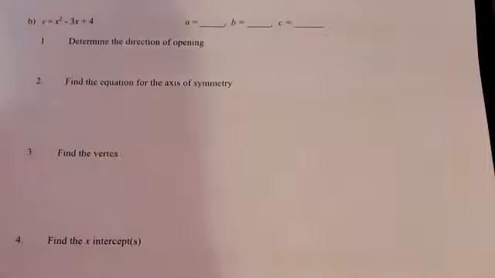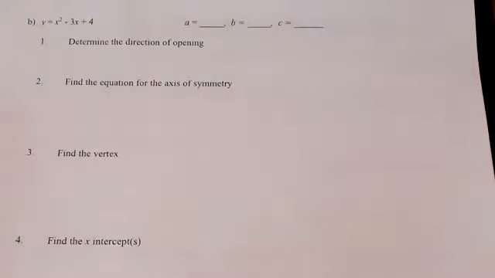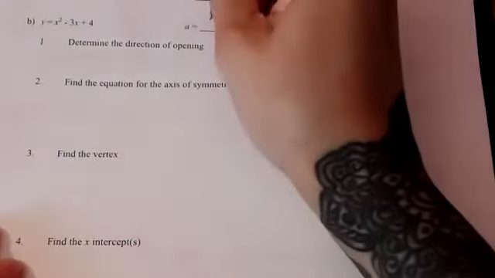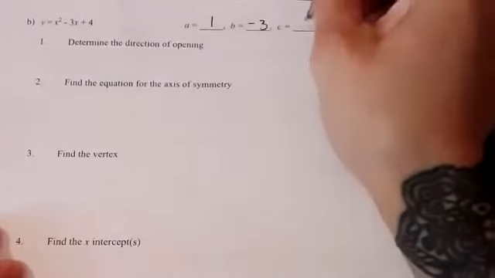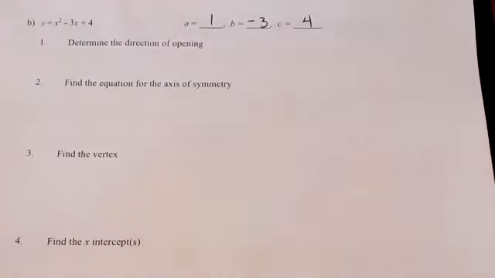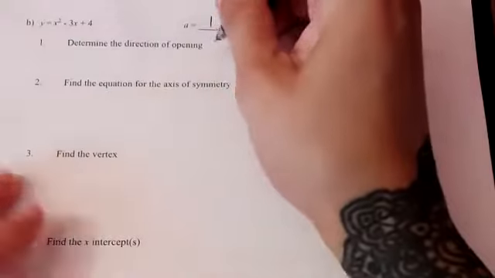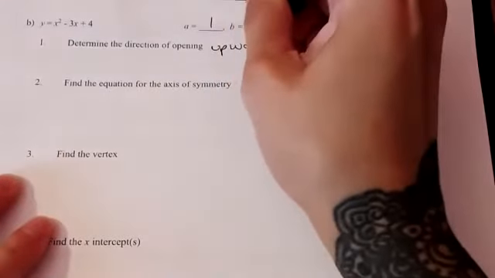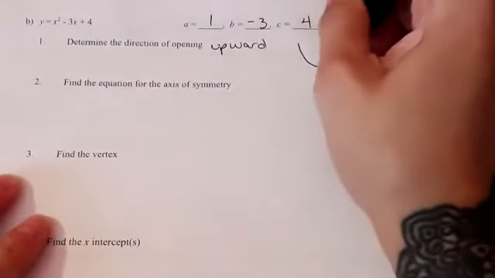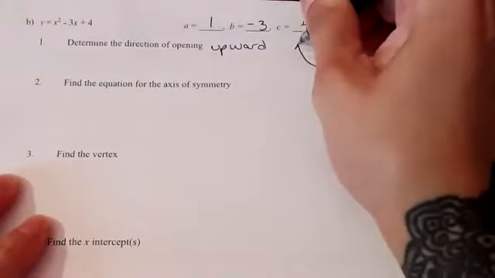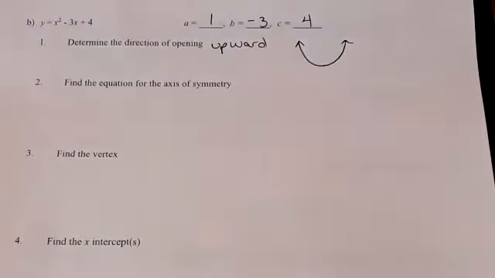First things first, we are going to jot down our coefficients. So at the very top, a, b, and c, you should have had 1, -3, and 4. Because your leading coefficient is a positive number, it's a positive 1, the opening of the parabola will be upward. So when we look at this, we know it's going to be opening concave up. So like a smile.